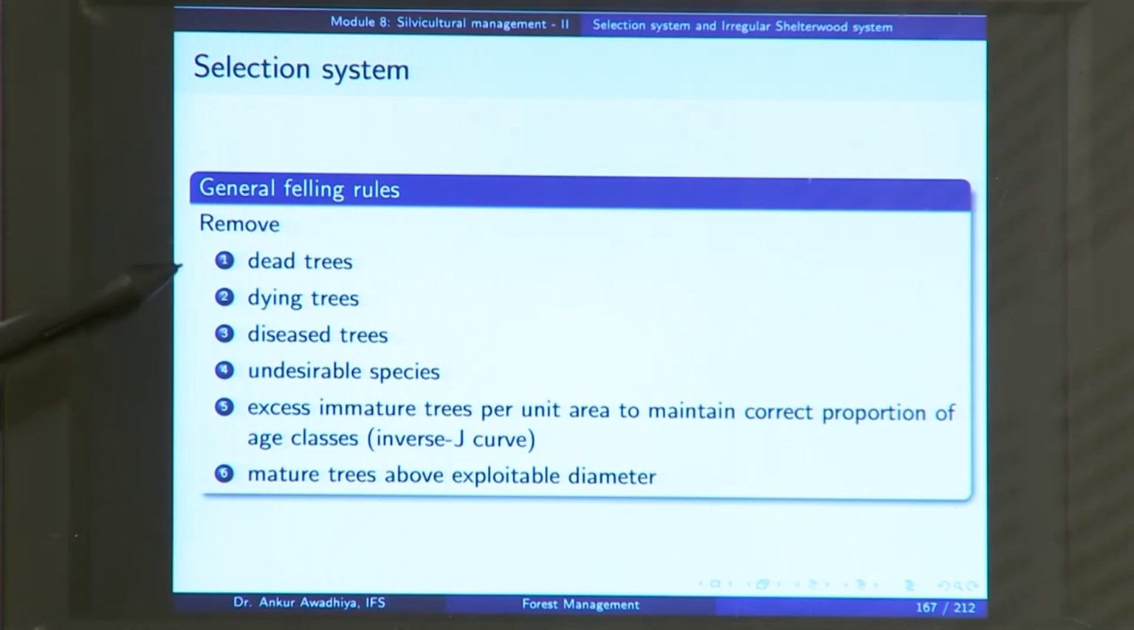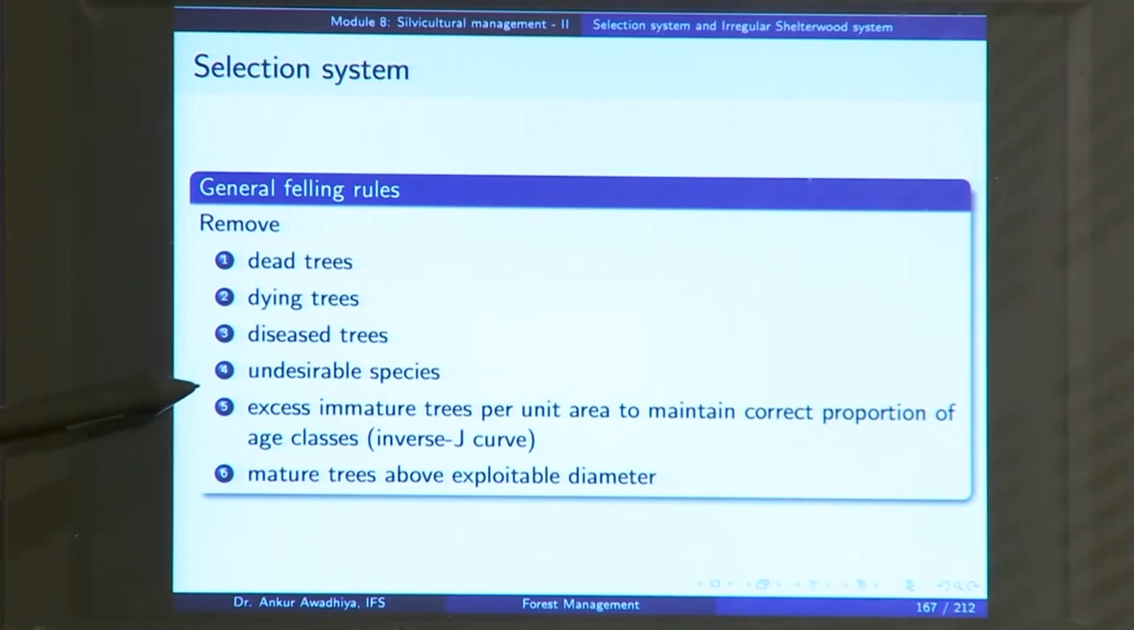So, after these dead, dying and diseased trees, next is the preference of the undesirable species. Suppose you were maintaining a forest and there is one species that is an invasive species, or probably you have a species that does not have any economic value. You will remove those species because you do not want them to propagate in your forest, because they will not provide you any benefits and in fact they might lead to some harm as well.